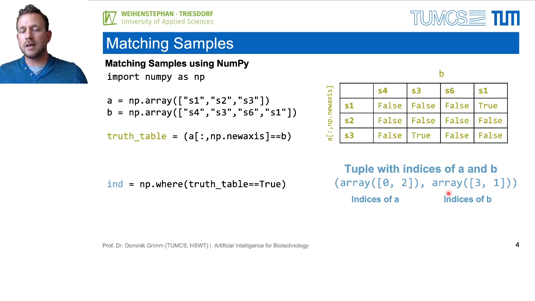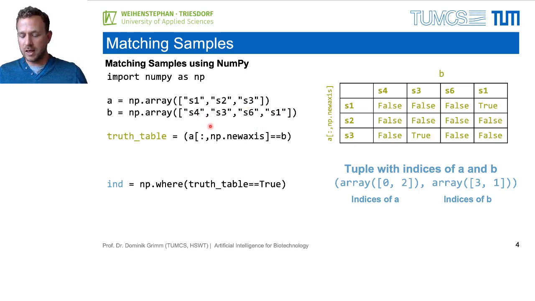And in the second element of this return statement, we get the array 3, 1, which are the indices of B. This tells me that in B, the index 3 is in A and the index 1 is in A. And because it's in the first position, it also reorders this element directly.